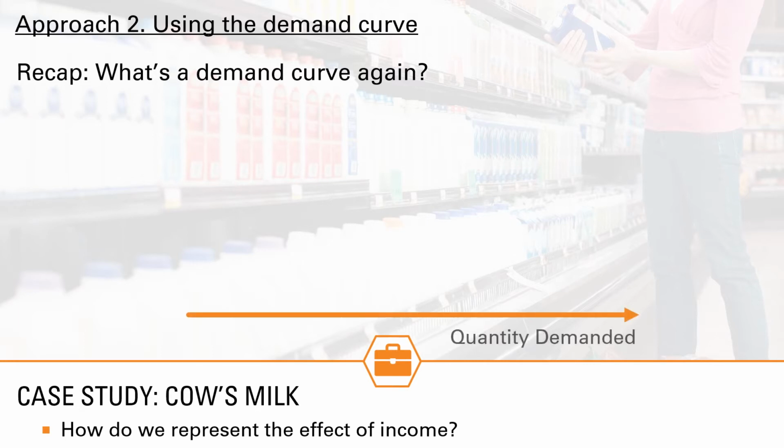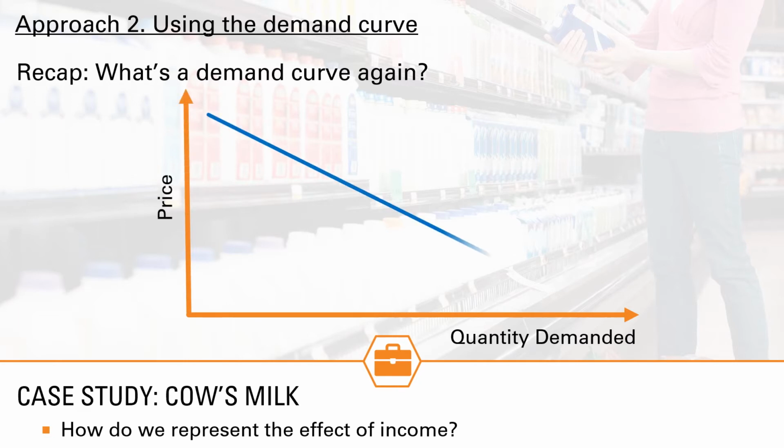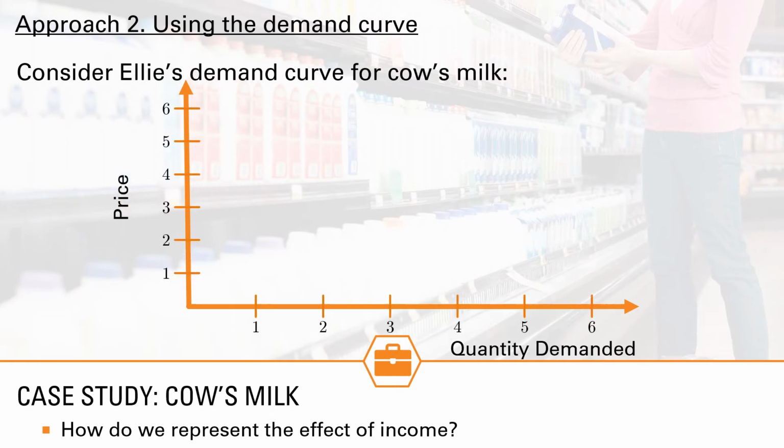It's just the quantity demanded on the x-axis and the price on the y-axis. And because the law of demand states that as we increase price, quantity demanded goes down, we have a downward sloping curve. I hope that's clear. So we'll consider Ellie's demand curve for cow's milk first. We'll just consider that as a straightforward thing. This is a random demand curve that I drew up. Let's say this is for when she had a certain budget.